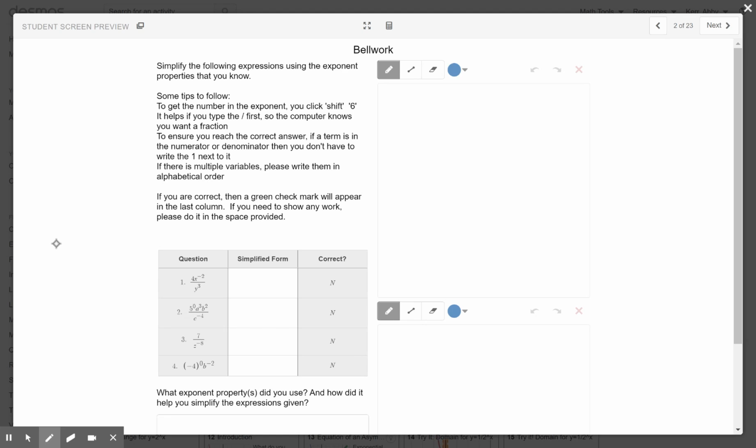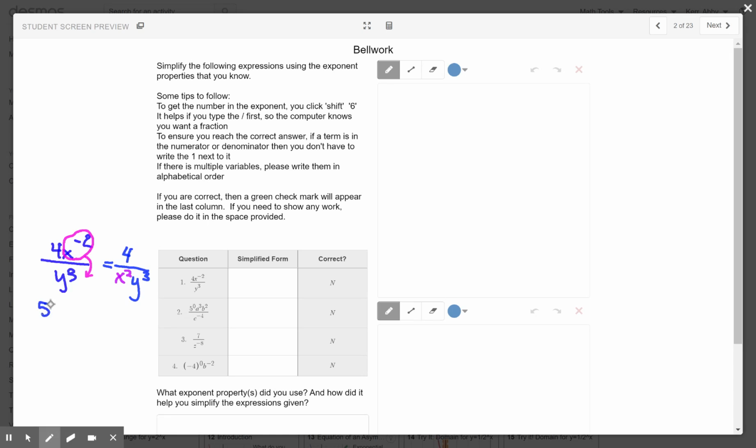So for example, number 1, we have 4x raised to the negative 2 divided by y to the third. The only base that has the exponent that's negative is the x. That 4 has a positive 1 as an exponent, even though we don't write it. So the 4 divided by y to the third stays. However, we have to write x squared on the bottom because it was in the numerator. Now we're going to move it to the denominator. Please write it in alphabetical order. That's why I put x squared before the y to the third.